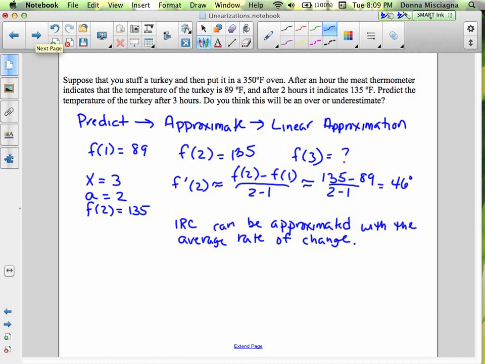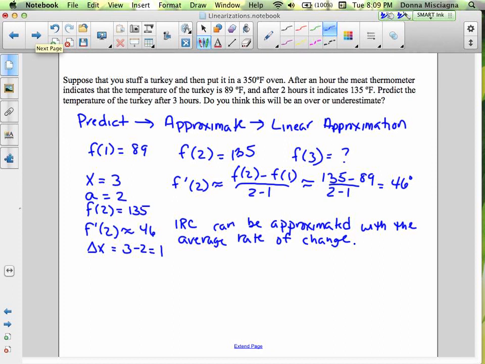So that's approximately, that's the best we can do, is that average rate of change to approximate our instantaneous rate of change. So f prime of 2 is approximately 46 degrees, and we will take it. Now all we need is a change in x. So that's going to be 3 minus 2, or 1. And we have all the pieces.